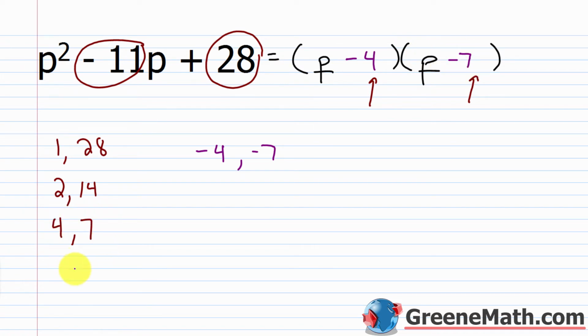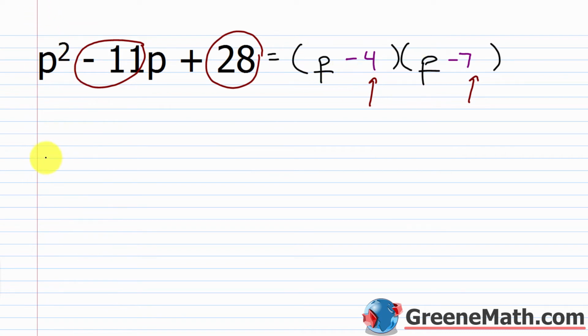Again, once you figure out what it is, you just stop. You're just listing a list of factors to figure this out. It's not like your teacher's going to grade you on coming up with all the factors of 28. So let's go ahead and erase this, and we can check our results.